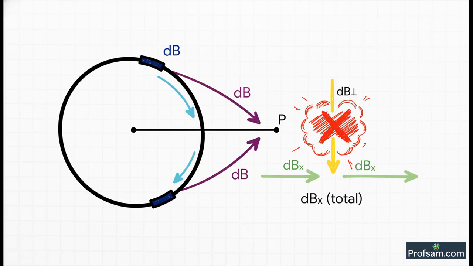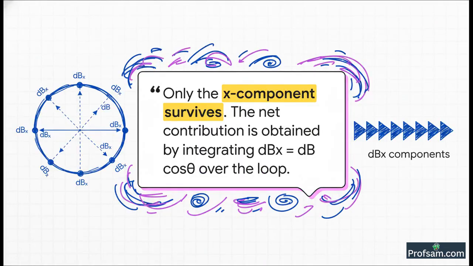One pushes left, the other pushes right. One pushes up, the other pushes down. And because the loop is a perfect circle, this happens for every single point. All those sideways components, all the dB perpendicular, they just cancel each other out. Poof, gone. And this is the key idea taken straight from your textbook.